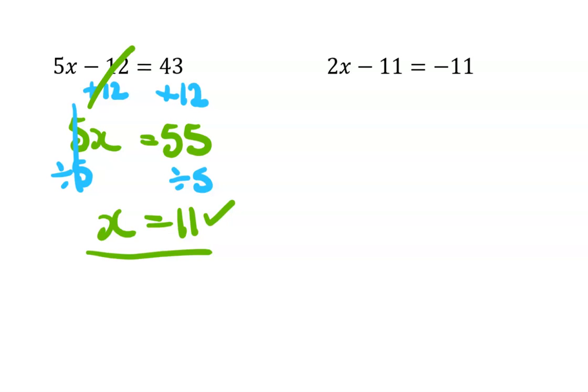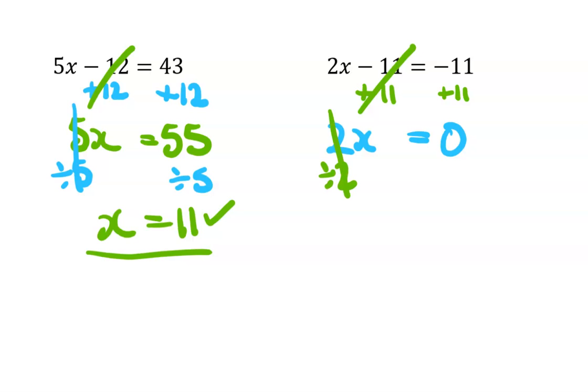2x take away 11 equals minus 11. Alrighty. Let's get rid of this minus 11 by adding 11. Let's go plus 11, plus 11. That gets rid of my 11s. And I'm left on my left-hand side with 2x. And on my right-hand side, minus 11 plus 11 is actually nothing. Nothing at all. Gone. So if 2 times something is 0, what's the something?